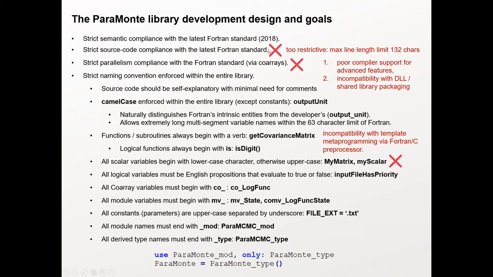For example, the requirement for maximum line length, the open core array currently has pure compiler support, so we had to move. For example, you cannot create DLLs that contain core array code in it. Core array should be always main program. And then we relax also this convention because it creates incompatibility with template metaprogramming, which is used pervasively in this package.